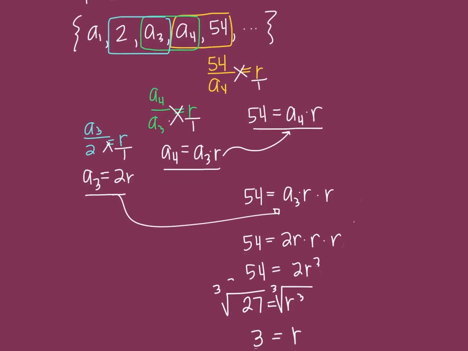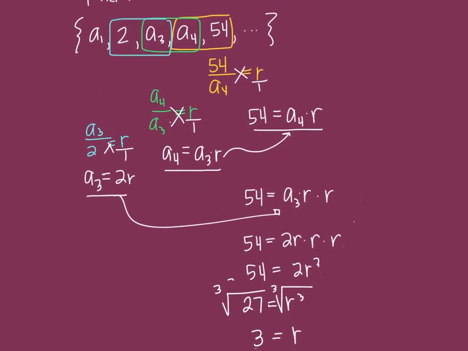Okay, once I go back and I know that R is equal to 3, then I can replace all of these R's here. I'm going to erase them all with the number 3. So I'll have times 3, times 3, and times 3. So now I know that A sub 3 is 2 times 3, which is 6. Once I know that that is 6, then 6 times 3 is 18.